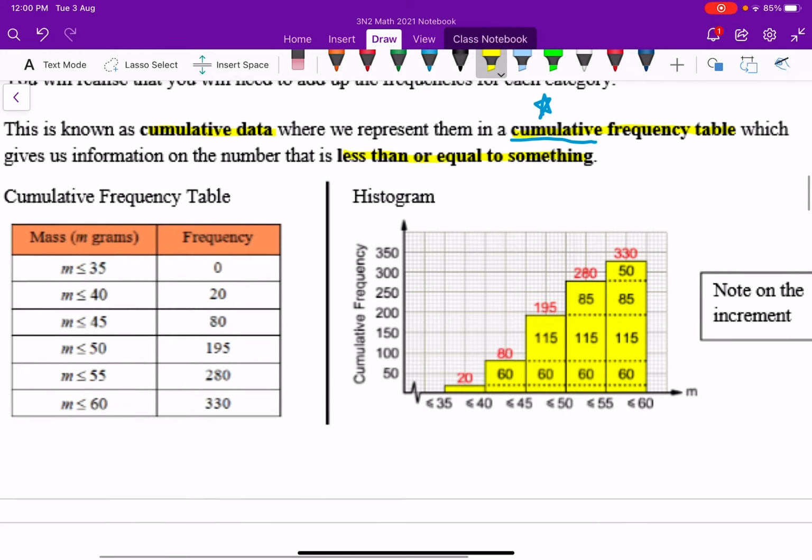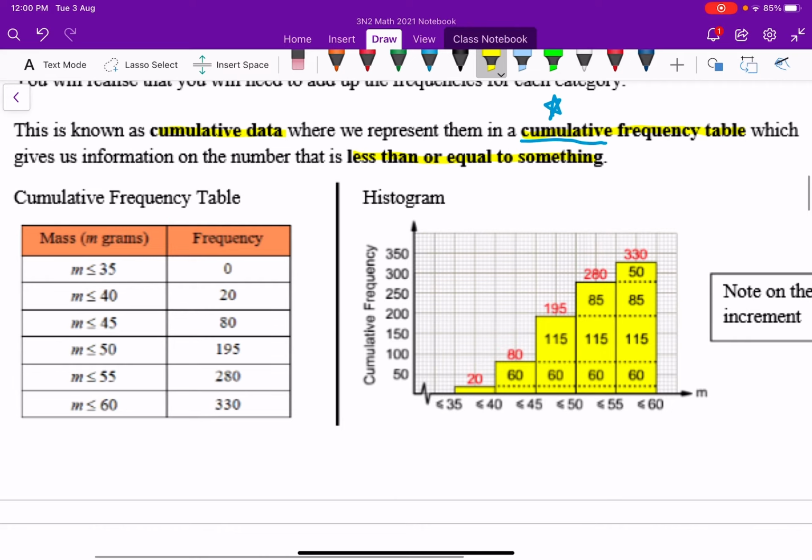Now, using the new requirement to write a table, you see that the farmer put the numbers according to what we have just now, which is this. There's no eggs that's below 35 gram. Below 40 gram, there are 20. Below 45 gram, if you look at the table before that, you see that this is actually 20 plus 60. Below 50 is actually the number here. Everything before it is 20 plus 60 plus 115.